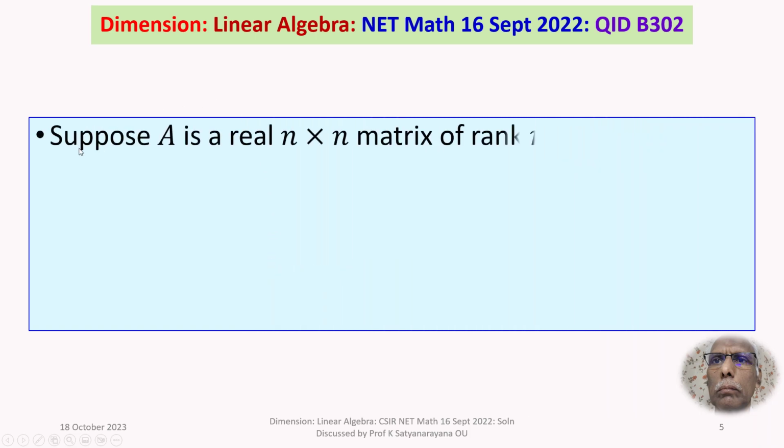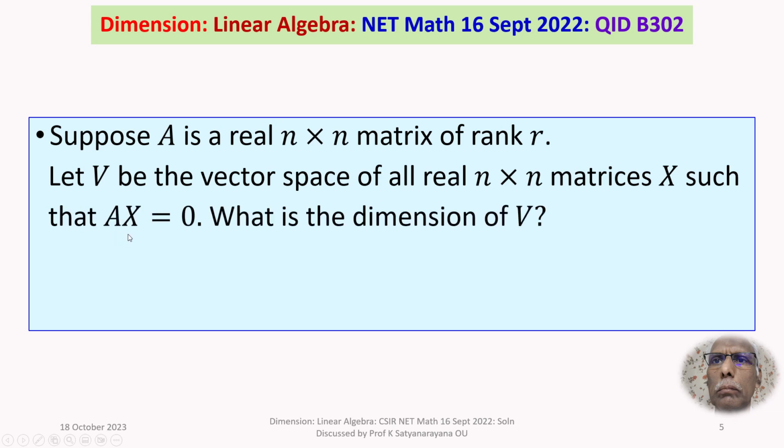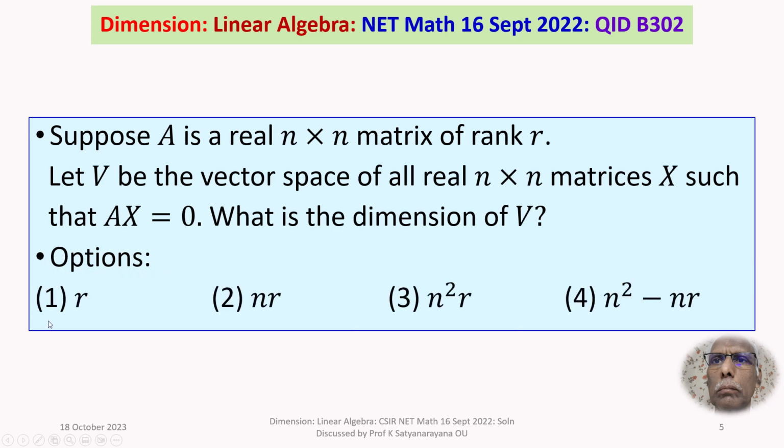The given question is: suppose A is a real n by n matrix of rank R. Let V be the vector space of all real n by n matrices capital X such that A multiplied by capital X is equal to 0. What is the dimension of V? We are given four options. Option 1, R. Option 2, NR. Option 3, N square R. Option 4, N square minus NR.